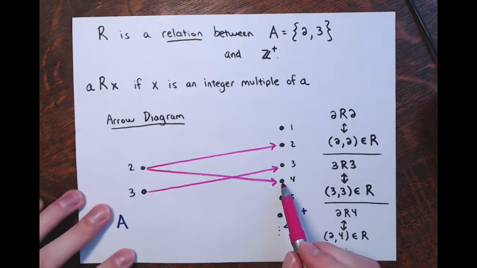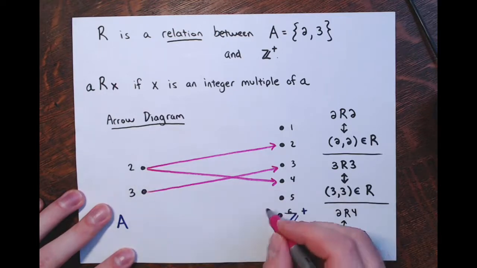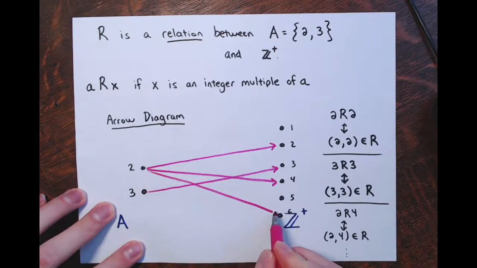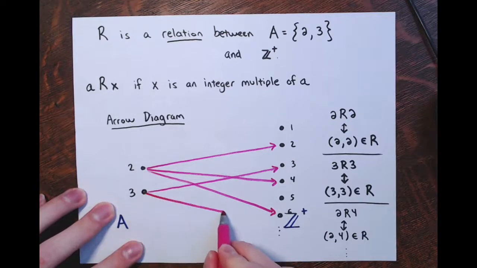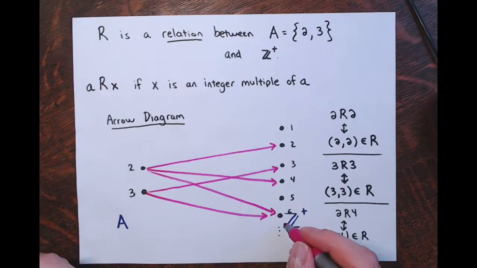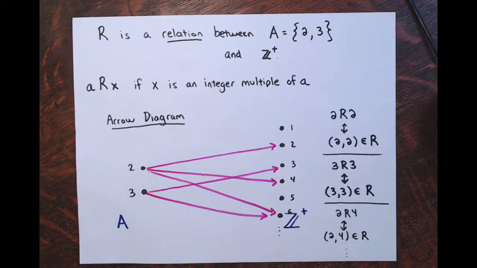Is 4 a multiple of 3? No. Is 5 a multiple of 2? No. Is 5 a multiple of 3? No. Is 6 a multiple of 2? Yes. So I have an arrow from 2 to 6. Is 6 a multiple of 3? Yes. So I also have an arrow from 3 to 6. And I can keep going, right? 2 would map to all the evens: 2, 4, 6, 8, 10, and so on. 3 would map to all the multiples of 3: 3, 6, 9, 12, 15, and so on.